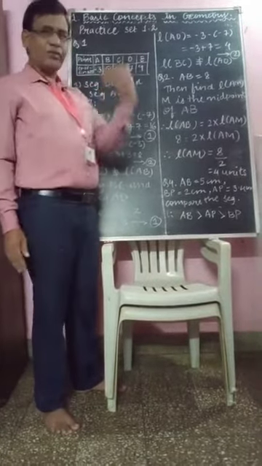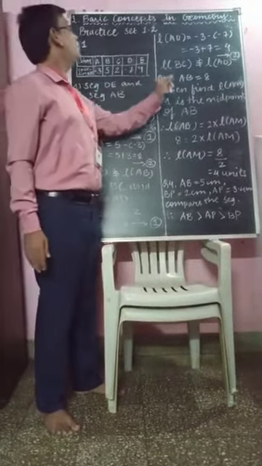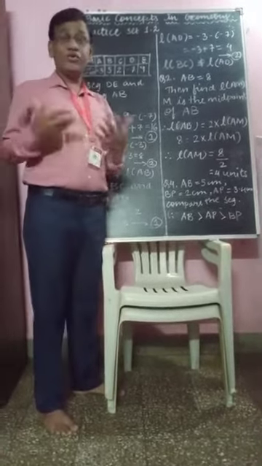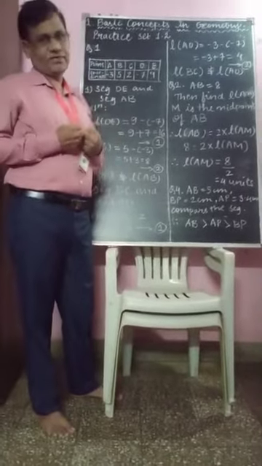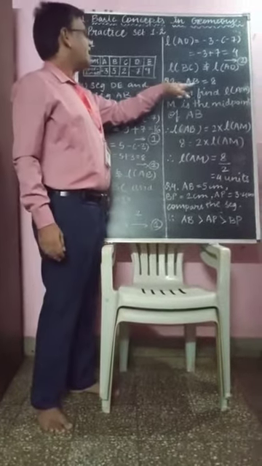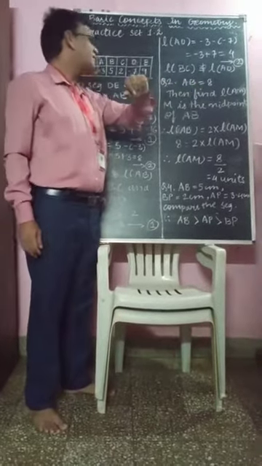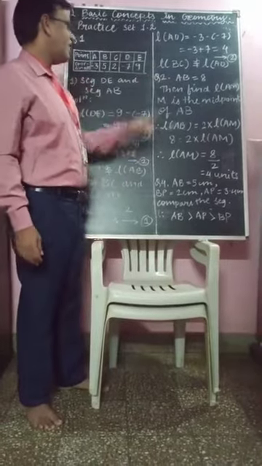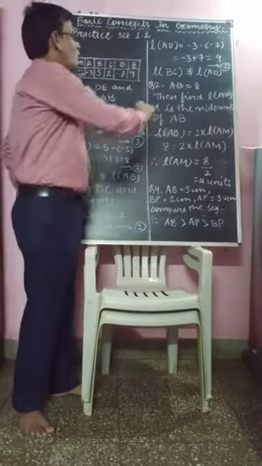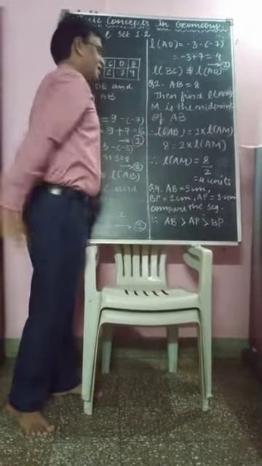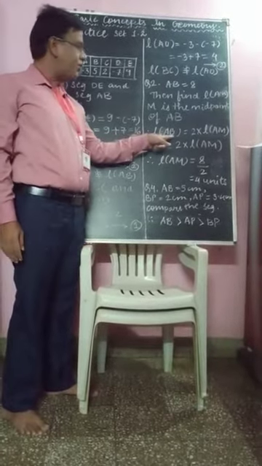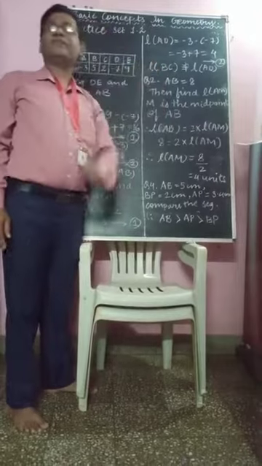Now you come to the next question, that is question number 2. In this question, you have to use the concept of midpoint. You already learned the midpoint concept. Now here the AB length is given as 8 and M is the midpoint of AB. Then you have to find out the length of AM. Now see here, if you want to find out the length of AM and M is the midpoint of AB, then length of AB is equal to double the length of AM.